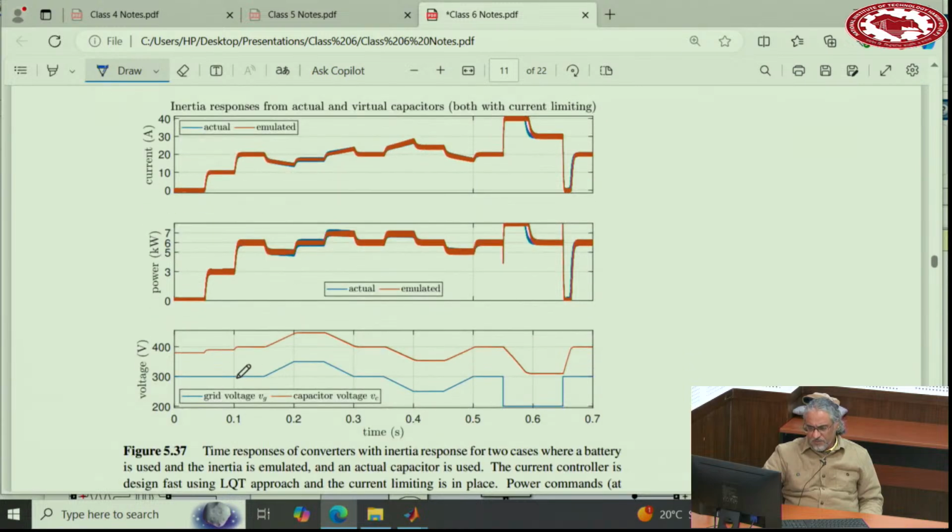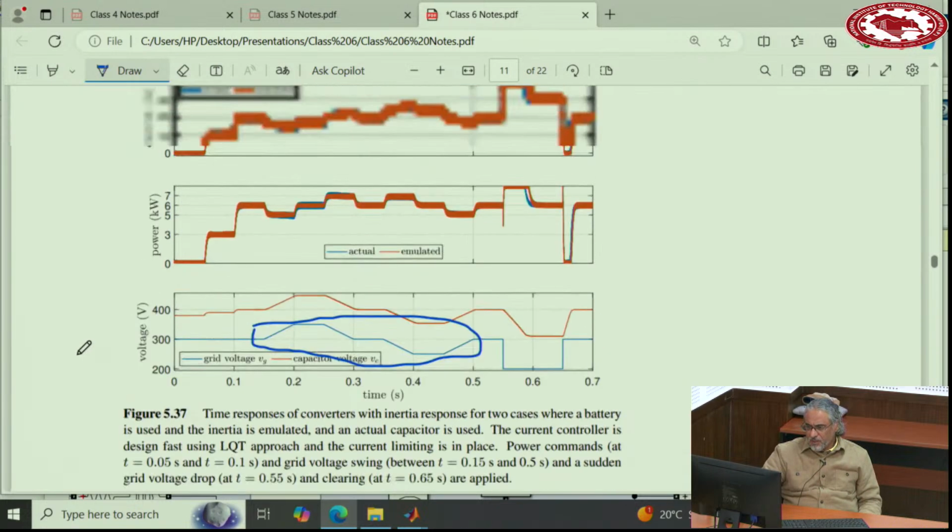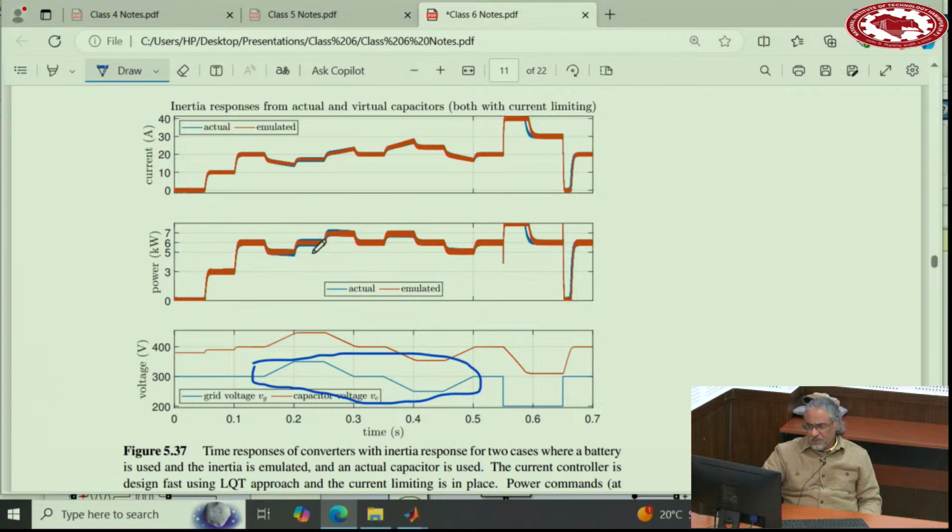You have disturbances of the grid voltage going up and down. Like I told you, this is a very good disturbance on the grid voltage if you want to simulate or investigate the inertia response. Later on we will extend this for AC. We have current limiting, no problem, and then we have inertia response. You see the power changing all the time. When the voltage changes, the power also changes. So we have inertia response.